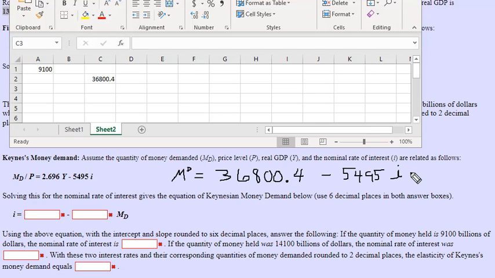Okay, now I got to solve this for I, right? So I'm going to subtract this quantity from both sides. So that leaves me with 5495I equal to 3680.4 minus MD, right?